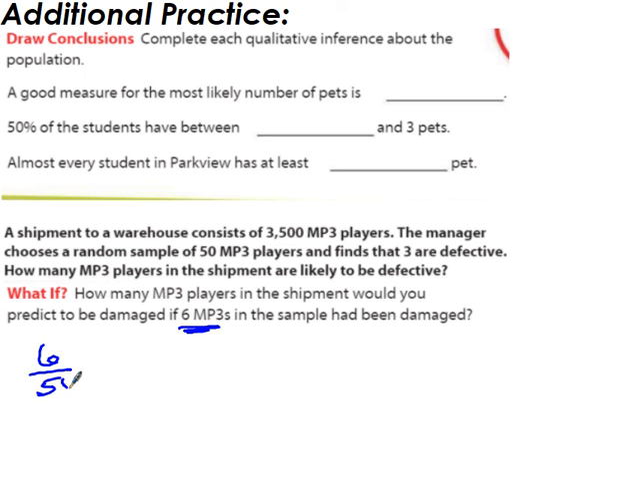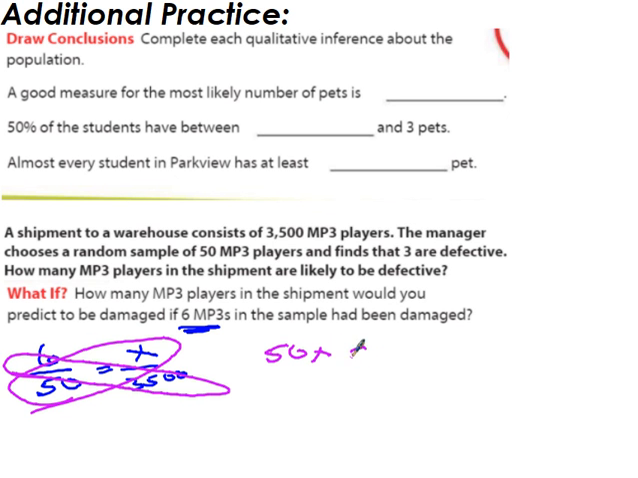I know 6 out of 50 are defective. We can set that up as x out of 3,500. So again, I cross multiply. I'm just multiplying. So I know this is going to be 50 times x. And I also know this is 6 times 3,500. Now is where I use my calculator to do 6 times 3,500. So 6 times 3,500 is 21,000.